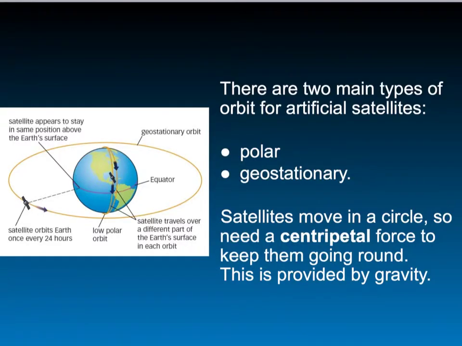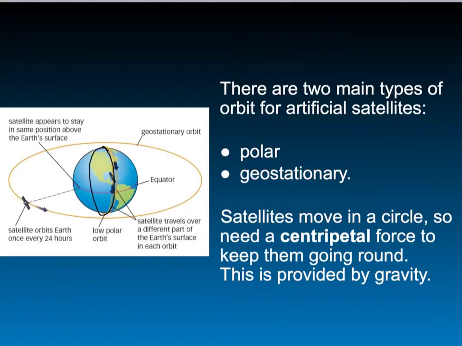Now there are two main types of orbit for artificial satellites. There are satellites that are in a polar orbit and satellites that are in a geostationary orbit. The satellites that are in a polar orbit go around the poles of the Earth. Now they are normally in quite a low orbit, and because they're in a low orbit, they have a short time period. They are travelling quite fast.